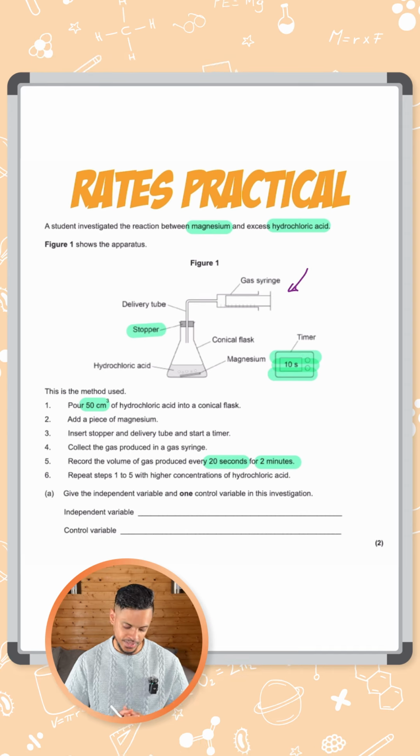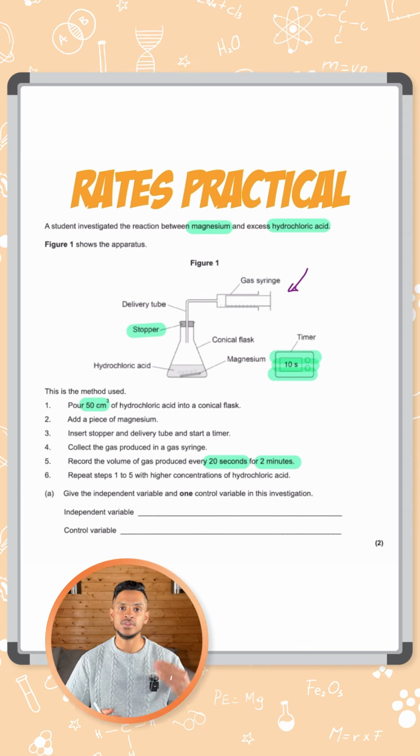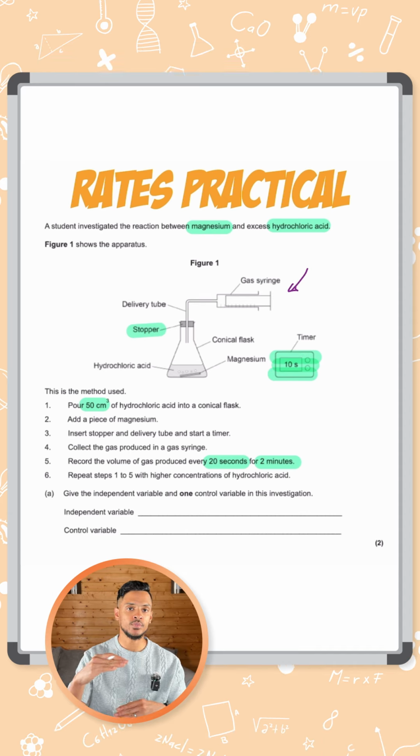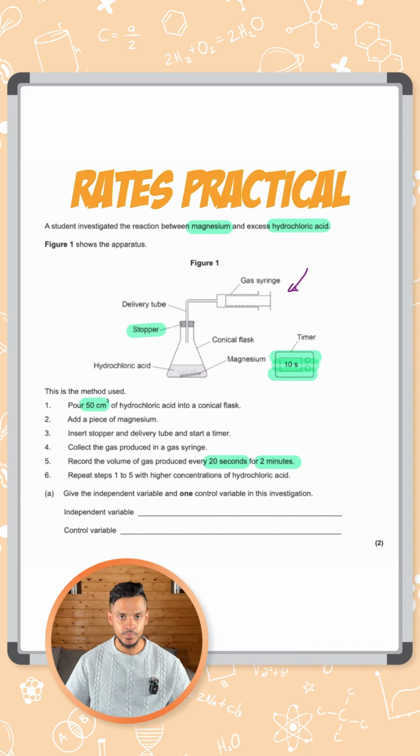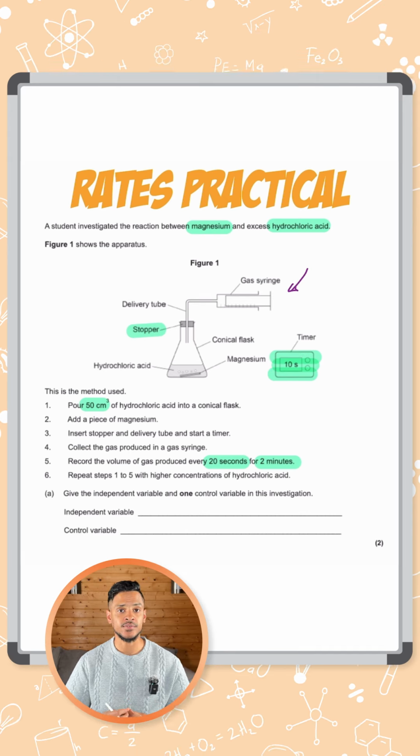And then it says repeat these steps with a higher concentration of hydrochloric acid. So maybe you start at 0.1 mole per dm cubed, then 0.2, then 0.3, then 0.4, and repeat that. So you can compare how the concentrations are affecting the rate of reaction.